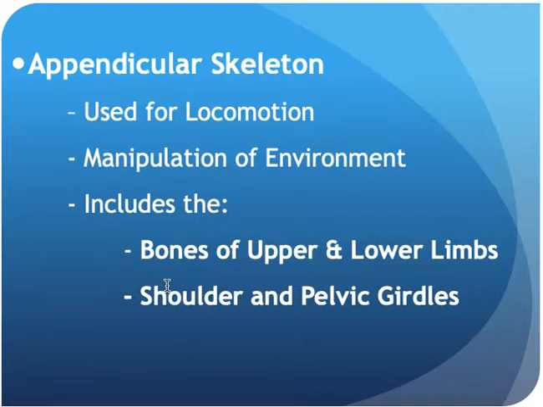So this one, we're using it for motion. So we're using it for locomotion. You also want to remember that we're using it to manipulate our environment. So it's not always just walking, running, and jumping. It's also the movement in the upper extremities too. It's going to include all the bones of the upper and lower limbs. And then we mentioned a bunch of times that the one mistake people make is that they consider the girdles part of that axial skeleton. But your shoulder girdle and your pelvic girdle are going to be part of the appendicular skeleton.